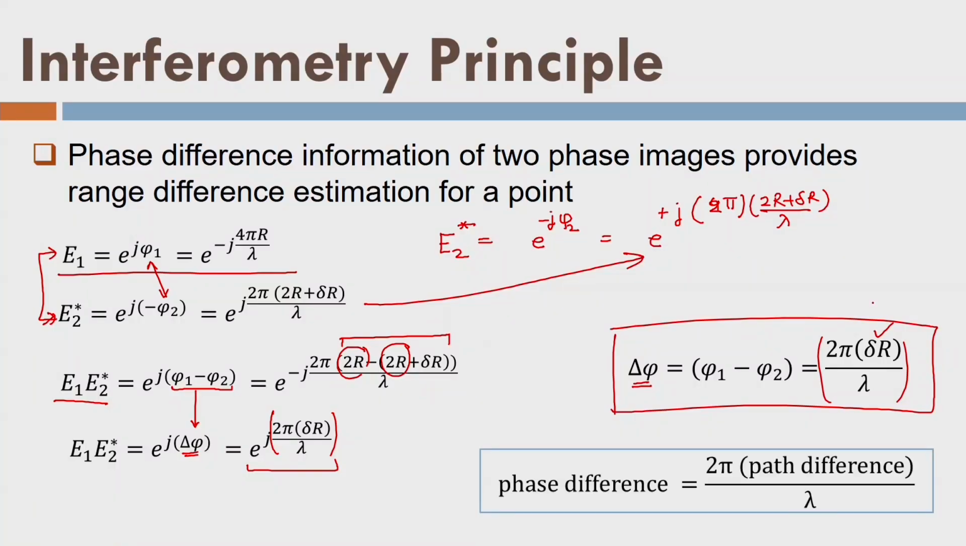I hope that you understand the phase principle, so I am writing in words that phase difference is 2 pi divided by lambda times the path difference. So delta R is the path difference between the paths of two radar sensors. One has a 2R path and the other is slightly different from 2R, so that is 2R plus delta R.